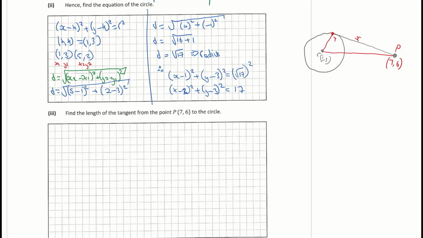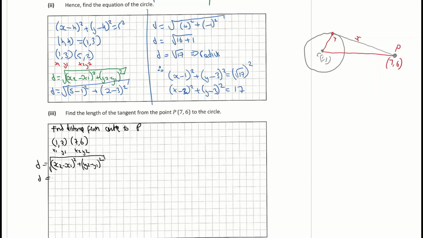So first thing, as I said, find the distance from the center to the point P. So I have 1, 3 as my center and 7, 6 as my P. So that's x1, y1, x2, y2. Using my distance formula, x2 minus x1 all to be squared, plus y2 minus y1 all to be squared in the square root. So that's my distance formula.